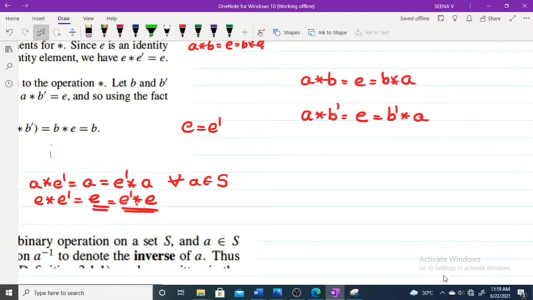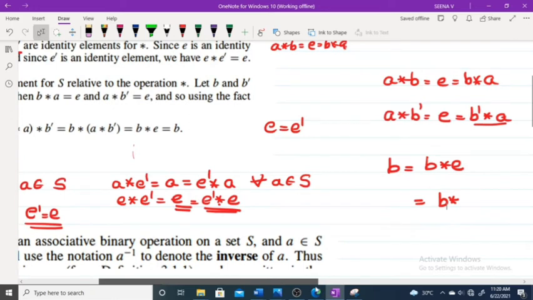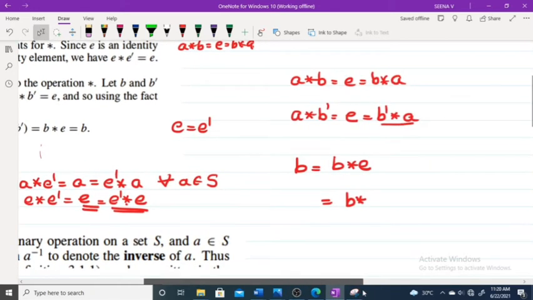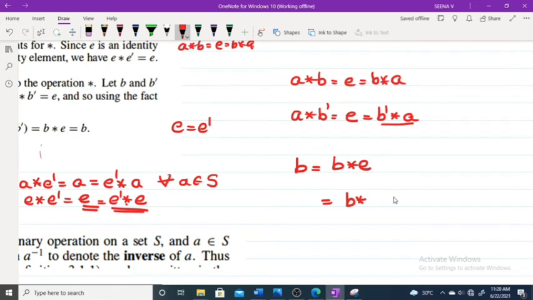Now what can we write? We can write b equals b star e, because e is the identity element. And for e, we can write a star b dash.